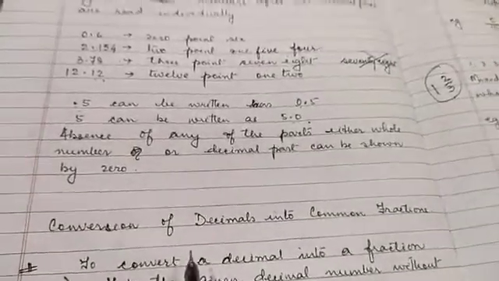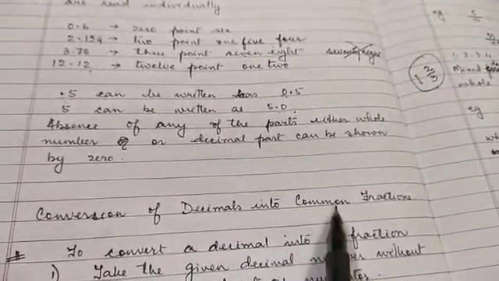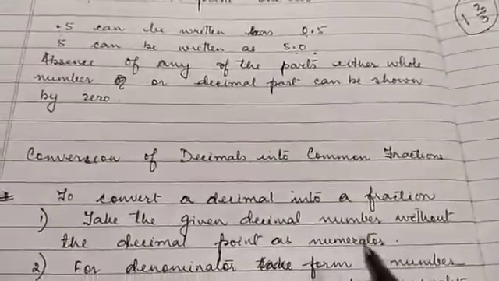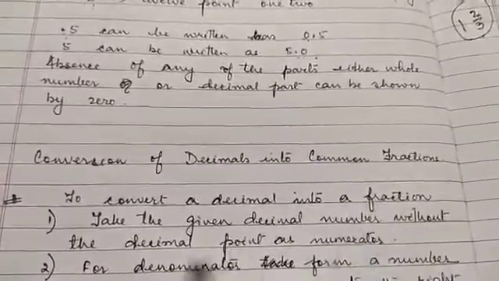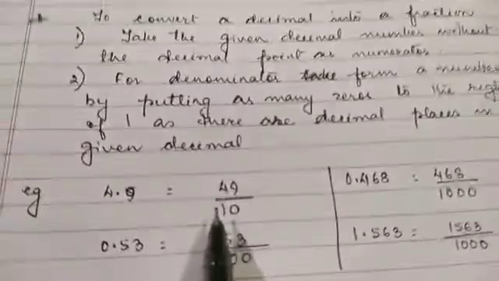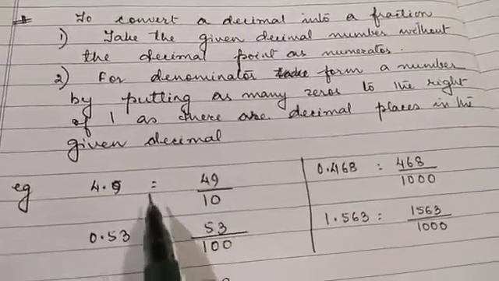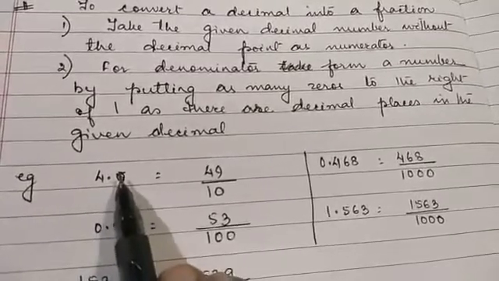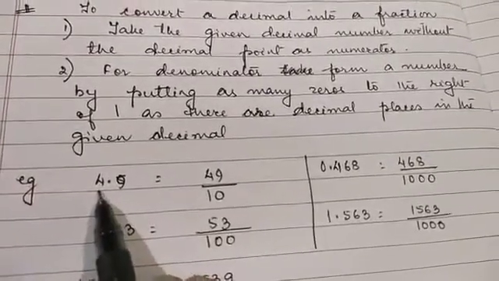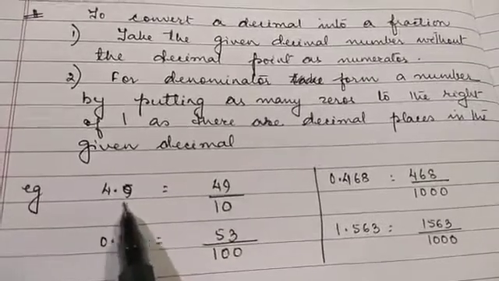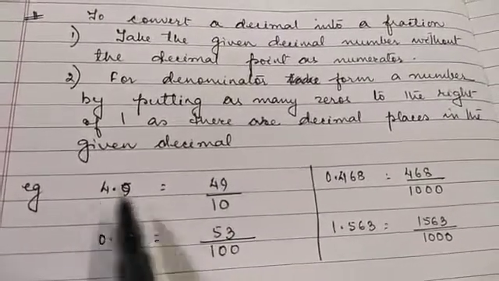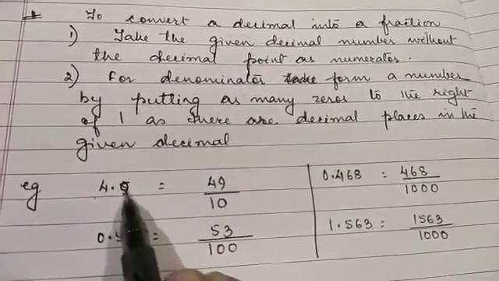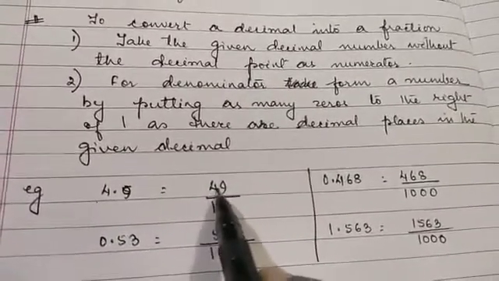Now, how to convert a decimal into a common fraction? To convert a decimal into a fraction, the first thing we will do is take the given decimal number without the point as numerator. I have 4.9, so I will take this decimal number without the decimal point. That means instead of writing 4.9, you will write 49.